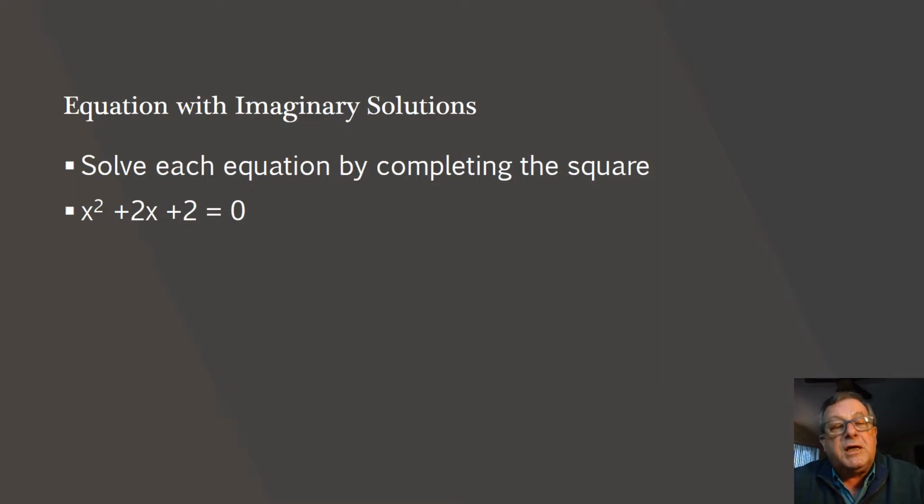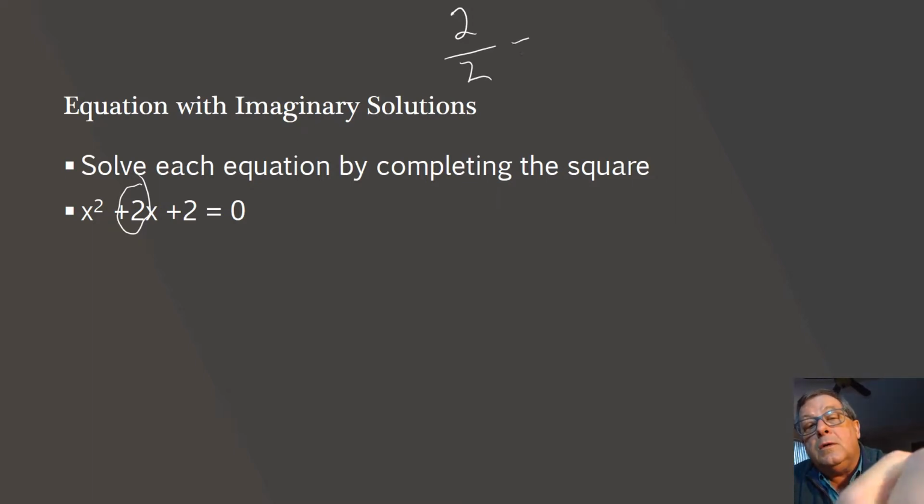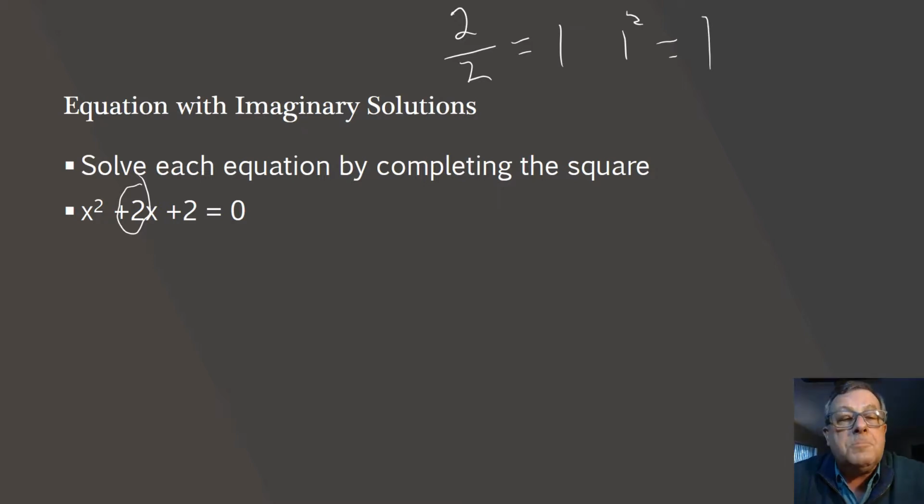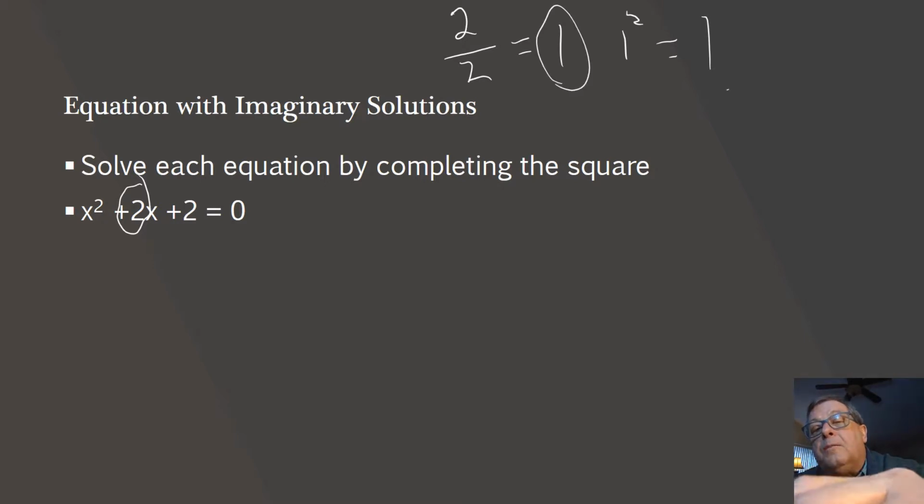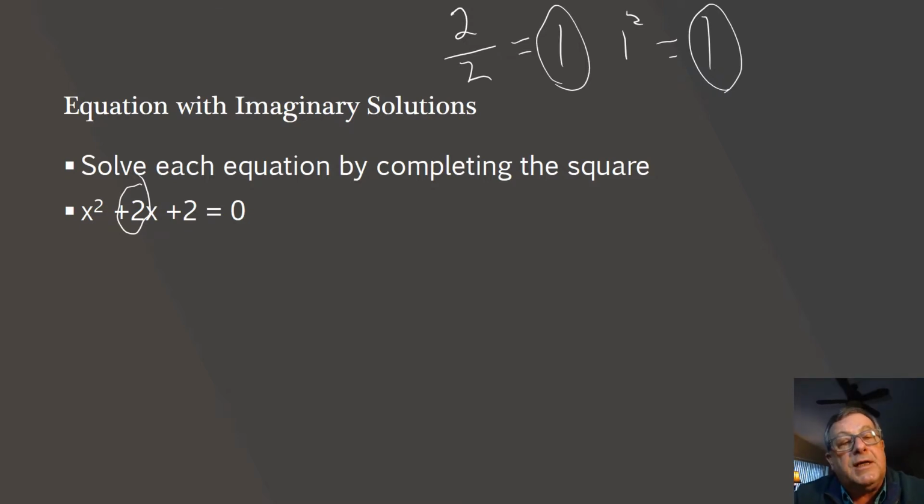Now we're going to proceed just like we normally do. We're first going to look at the coefficient of the linear term, and we're going to divide that by 2. Well, that's going to equal 1, and then we're going to square that. Well, 1 squared also equals 1. So our factor and our completing of the square are both going to use 1 in this example.